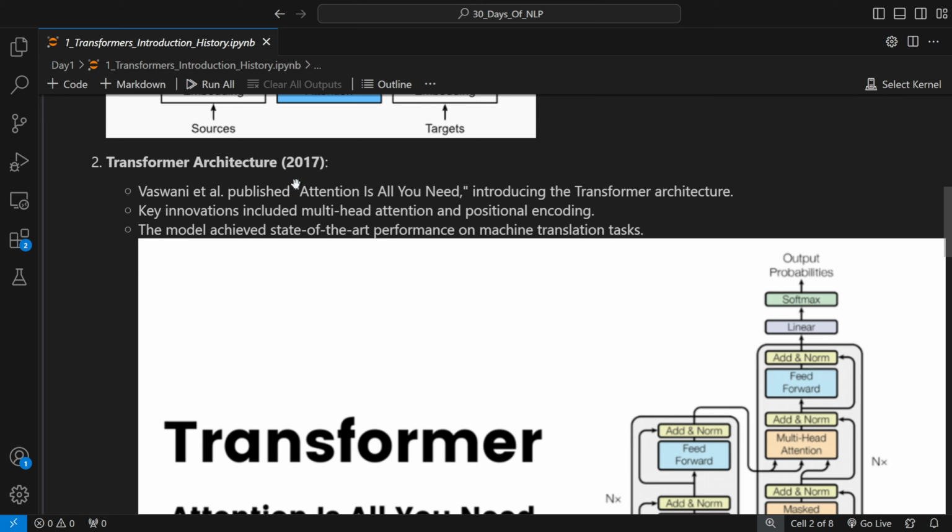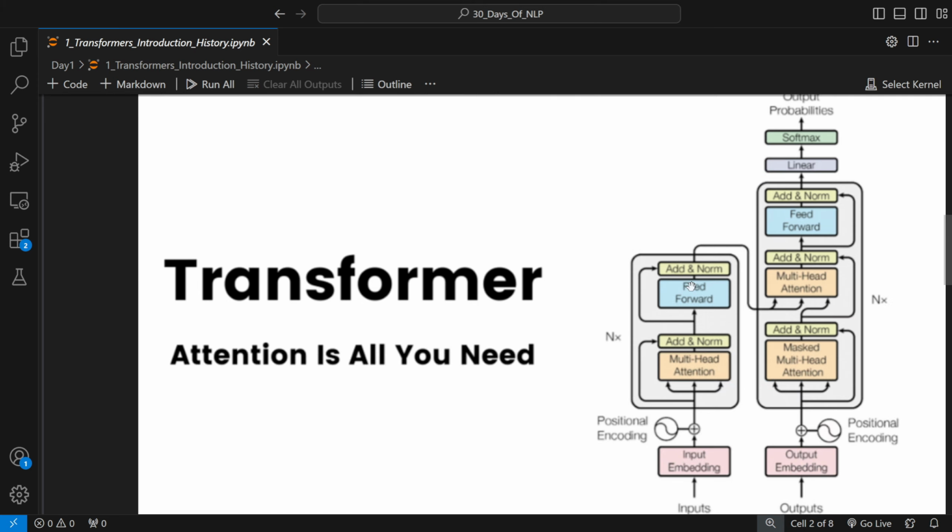The model achieved state-of-the-art performance on machine translation tasks, because at that time any task which involves a sequence-to-sequence kind of task would mostly be benchmarked as a translation task. For that, they used the BLEU score that we already know. So yeah, that was about the transformer architecture.